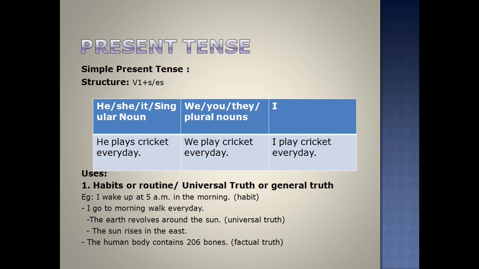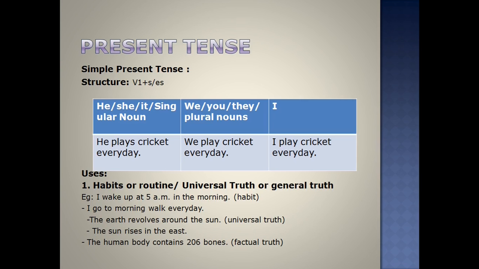Let's take an example. First is he plays cricket every day. Here we see that he is a singular subject and it is going to take first form plus s or es. And if we find we, you, they and plural nouns, then we are going to use their first form of the verb only. Like we have an example, first is we play cricket every day. It means we is a plural subject and it is going to take the first form of the verb.